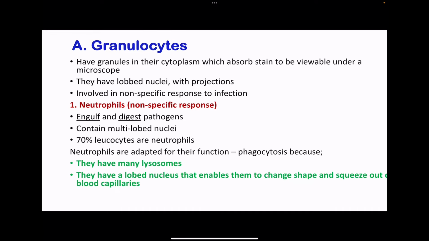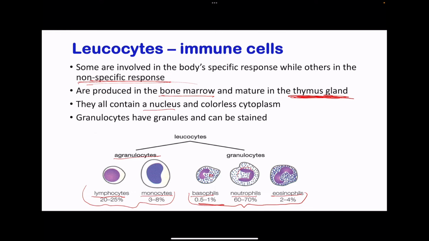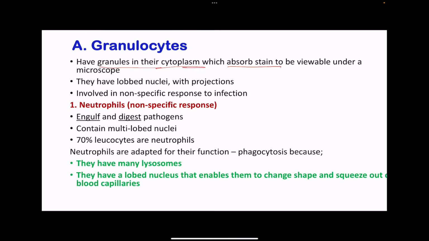Beginning with the granulocytes, these have granules like we've already seen in their cytoplasm, and these granules can absorb stain, which can be viewed under a microscope. They have lobed nuclei with projections, and again you've seen here, they are lobed like that. They have projections, and they are mostly involved in the non-specific immune response to infection.